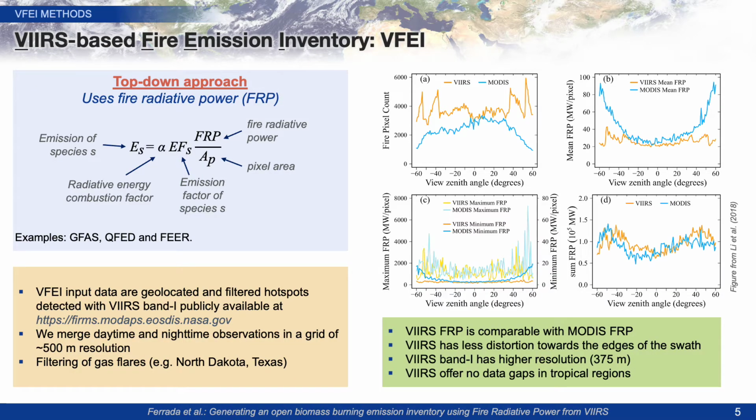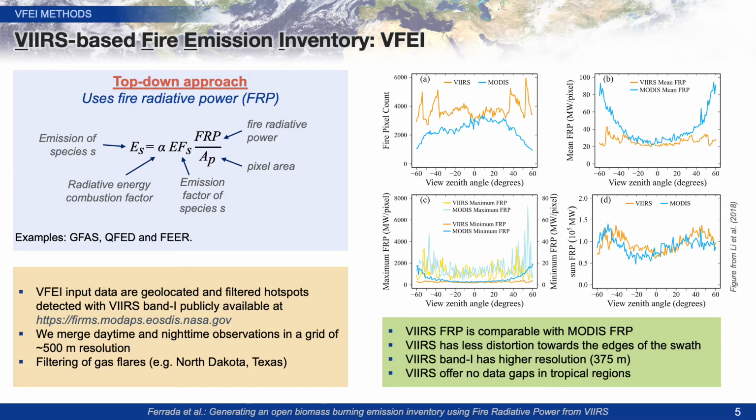So we created VFEI, which stands for VIIRS-based fire emission inventory. We use the top-down approach and calculate emissions for different species by using this equation, and that is the same that is used in QFED and GFAS. We used the updated emissions factors from Andreae 2019 to generate emissions for more than 40 species classified in 6 different biomes. The reason we are using VIIRS is because of some of these sensors' advantages when comparing with MODIS.